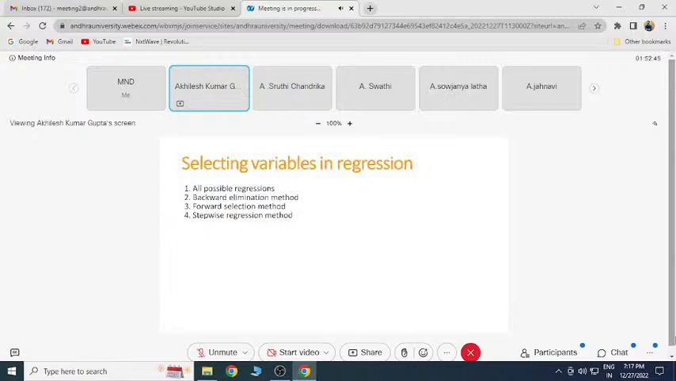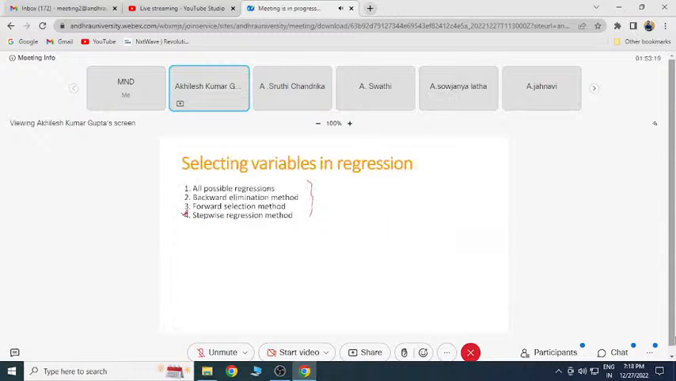Then there is one more problem in multiple linear regression: selecting the variables. If there are numerous variables, more than 2, it is not necessary that all of them contribute significantly to your y variable. So some variables you will have to keep, some you will have to remove. There are 4 methods to do it. This one, the stepwise regression method, is the most important. We will see how you can select the variables to keep in your model.